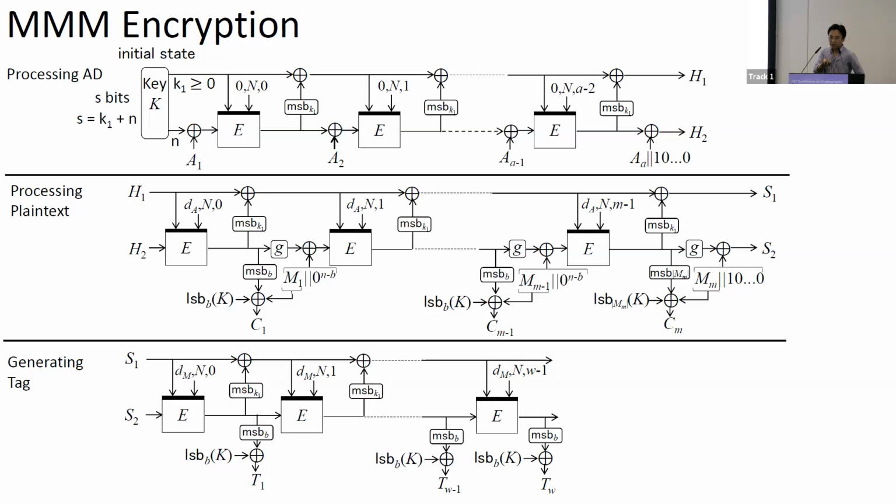This figure shows the procedure of M's encryption. First, the S-bit part of the state is initialized by the secret key. Then in this iteration, associated blocks, capital A, are processed, and then by this part, plaintext blocks are processed and encrypted by this procedure. And finally, in this process, the tag blocks are defined.